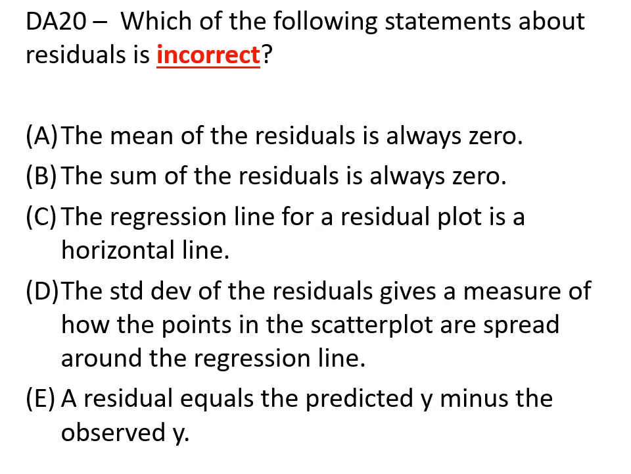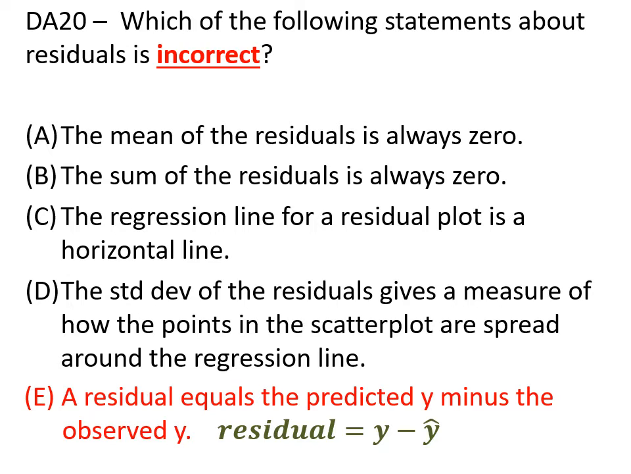DA20, which of the following statements about residuals is incorrect? All right, so E is the only one that is incorrect here. They reversed it. The residual is Y minus Y hat, not Y hat minus Y, right? The predicted Y hat minus the observed Y, that's wrong. It should be Y minus Y hat.